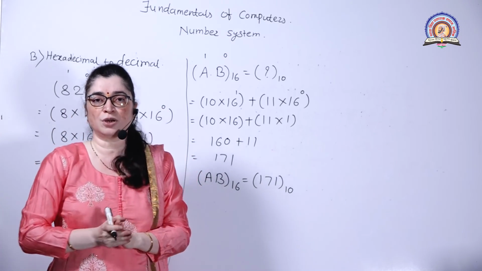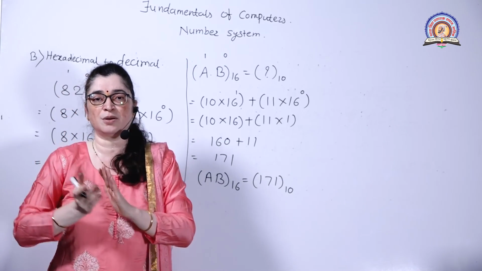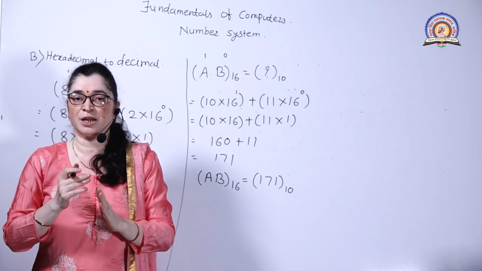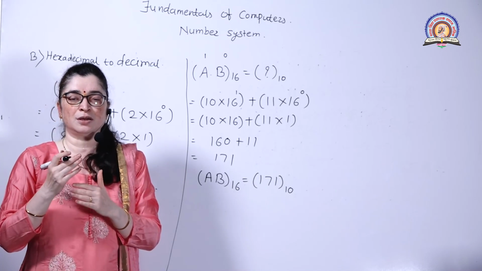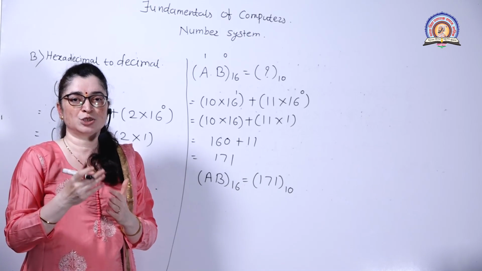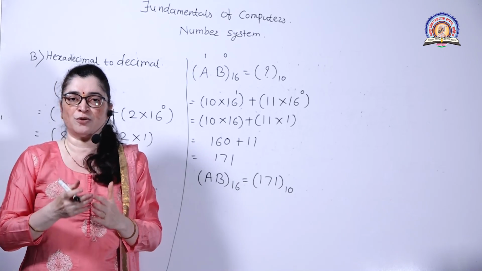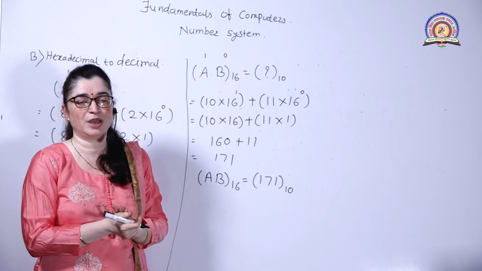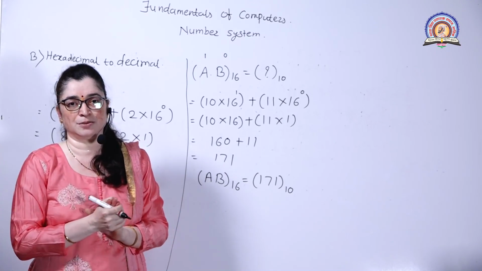And when we have to convert any number system into the decimal number system, we have to multiply by powers of that particular base. Means for binary, we have to multiply with the 0th power of 2, first power of 2. For octal, the 0th power of 8, first power of 8. And for hexadecimal, the powers of 16.